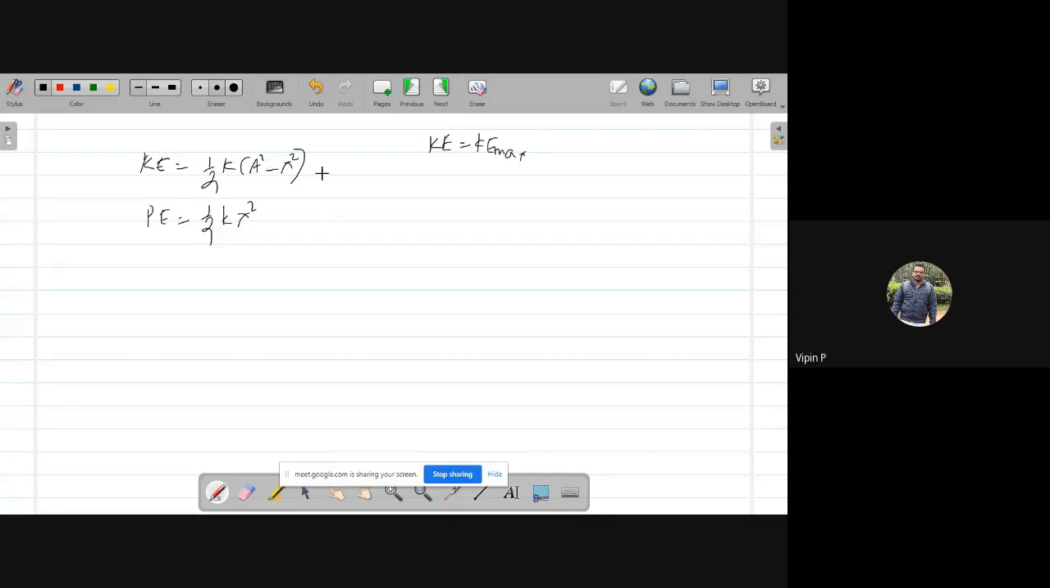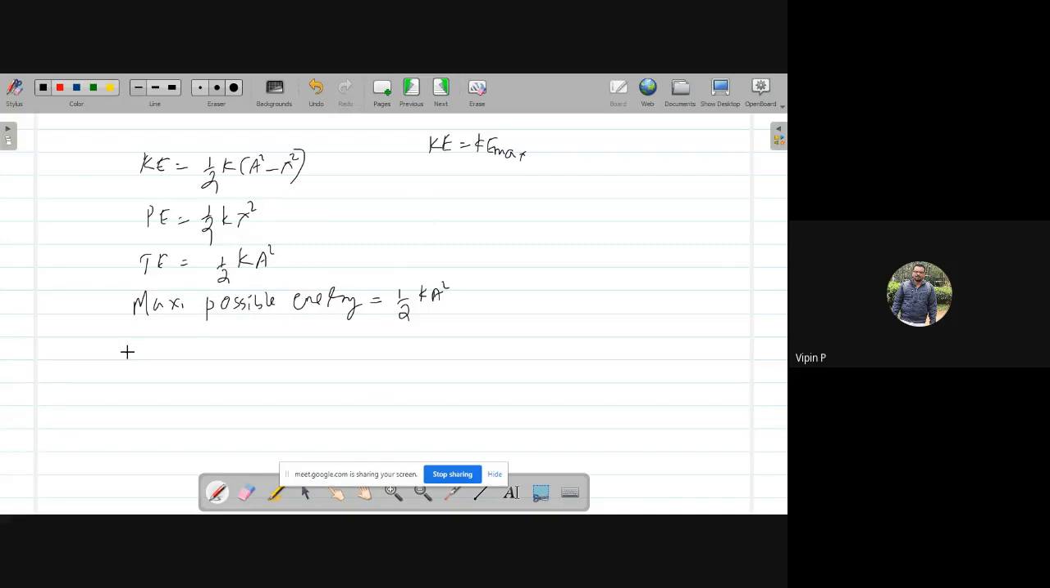Now you see from this first equation that the total energy is obviously half k a square. And also the maximum possible energy in a simple harmonic oscillation setup is also half k a square, right? It cannot go beyond this value because that's the total energy. So the maximum possible energy in an oscillatory system is half k a square.